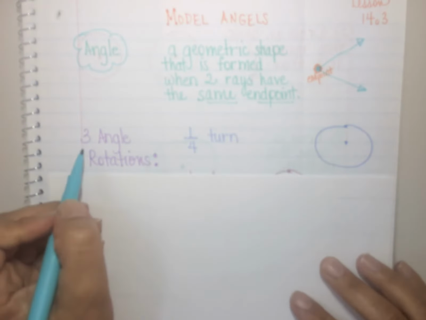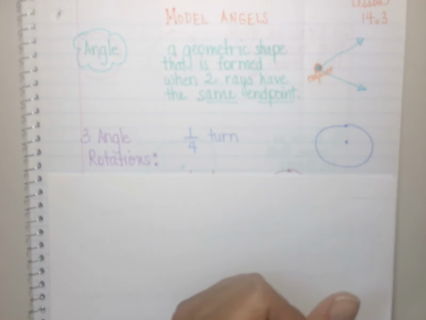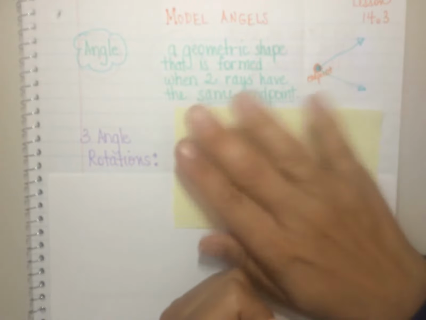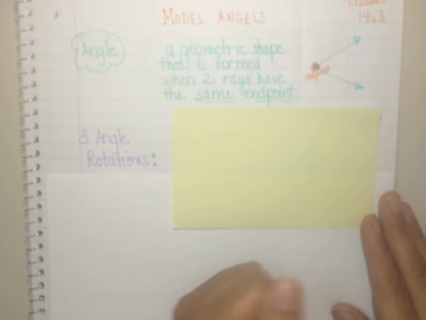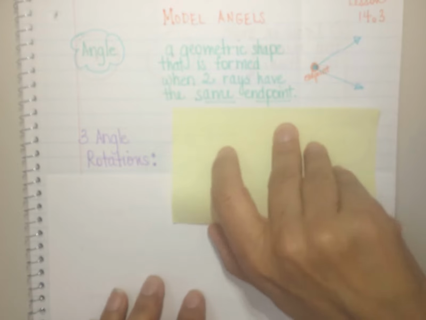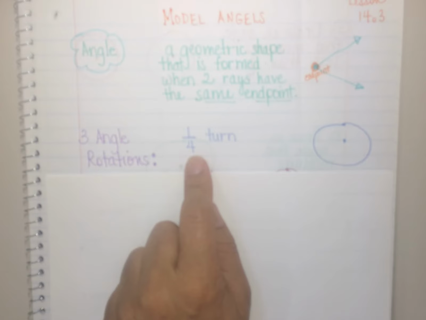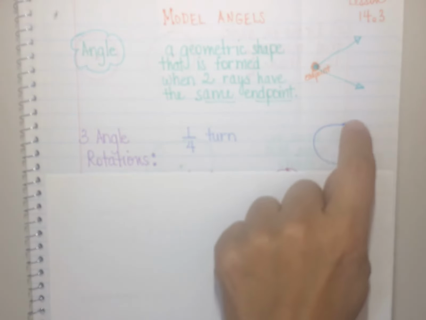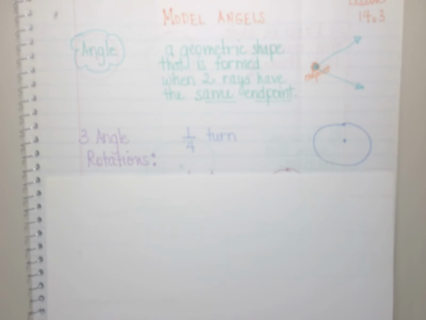You may write 3 angle rotations because we're going to have 3 different ones. That's your focus right there. And your first rotation is a 1/4 turn. We've got it here in blue. Okay, make a circle. Sorry that mine ends like that. If you can make a full-on circle without having to connect it that way, even better.